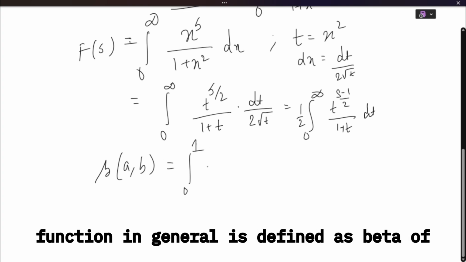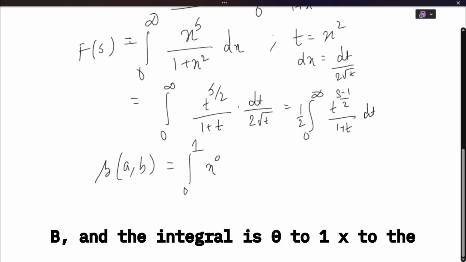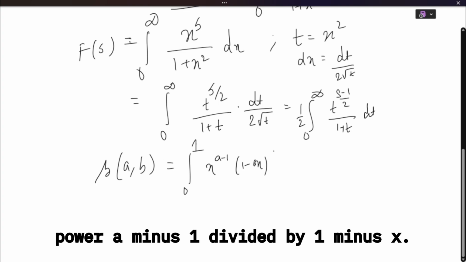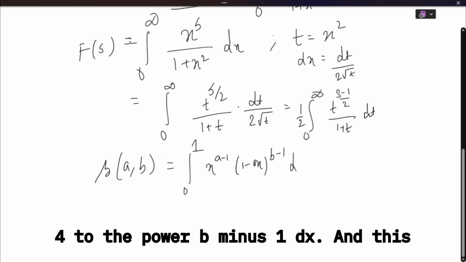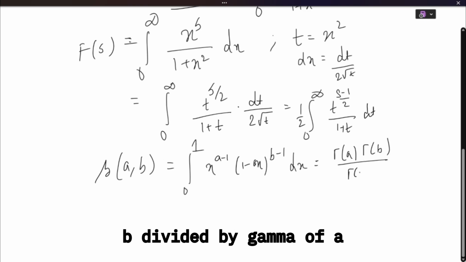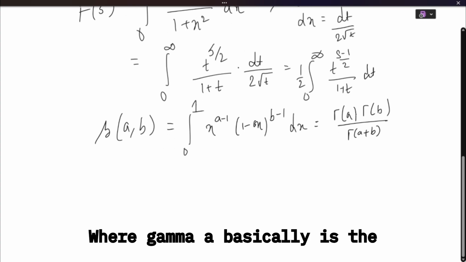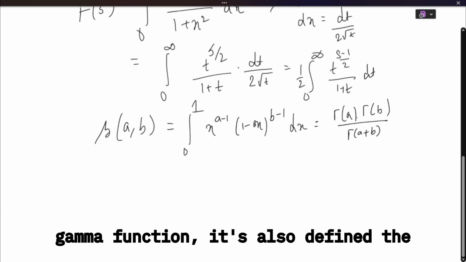So the beta function in general is defined as beta of a, b, where there are two parameters a and b, and the integral is from 0 to 1 of x to the power a minus 1 times (1 minus x) to the power b minus 1 dx. And this integral simply equals gamma a into gamma b divided by gamma of a plus b, where gamma a is the gamma function. It's also defined here.